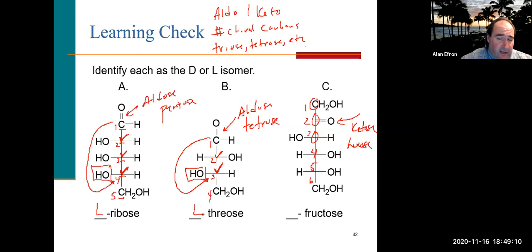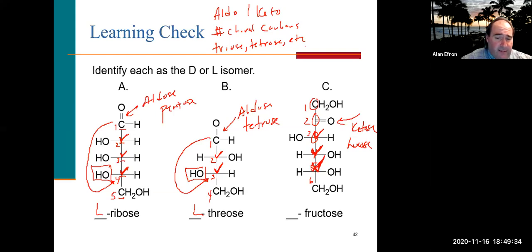And in terms of chiral, carbon 1 would not be chiral. It's got 2 hydrogens. Carbon 2 would not. It doesn't have 4 groups. Carbon 3 would be chiral. Carbon 4 would also be chiral. And carbon 5 would be chiral, the bad check mark. And carbon 6 would not be chiral.